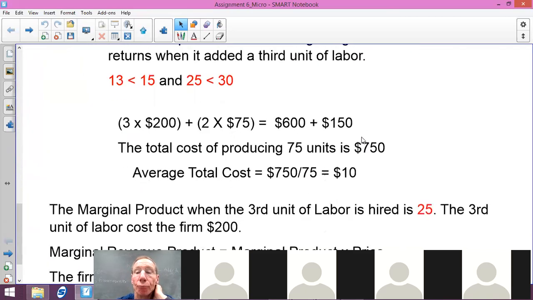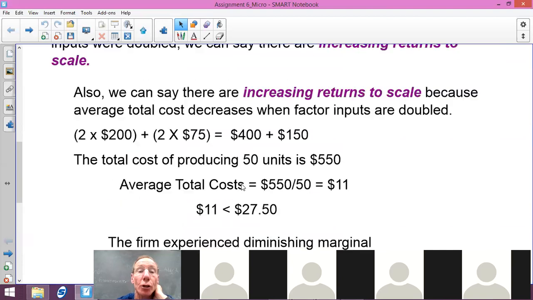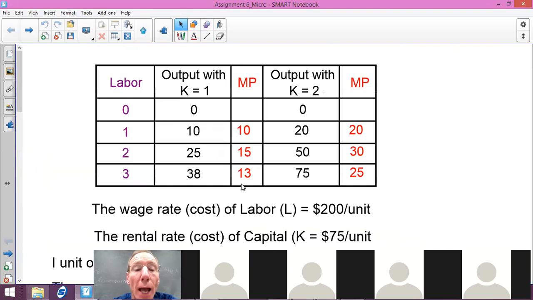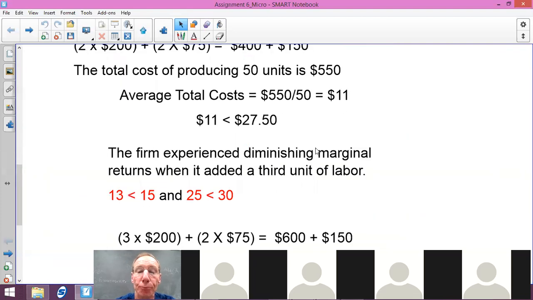So let's jump back down here. The third unit of labor costs $200 because, see, that's why it's important to know, in a perfectly competitive labor market, the market sets the wage rate. So no matter how many workers they hire, the market dictates they have to pay each unit, and we'll call a unit a worker, it's easier, $200. So we know that third worker had to cost the company $200. That's how much the firm had to pay to get this third worker, okay? So that's the cost. Jump back down here.